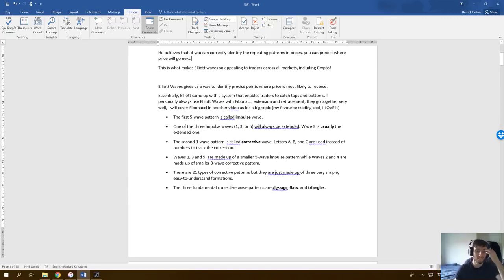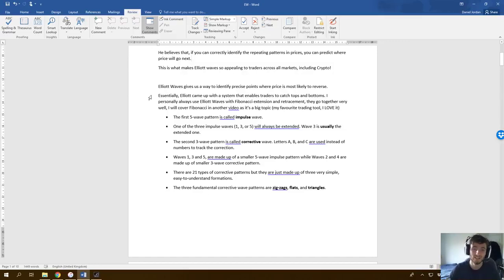It's a really great tool to understand and use, honestly. So Elliott Waves gives us a way to identify precise points where the price is likely to reverse. And I like to use this always with Fibonacci, and I will be having separate lessons on Fibonacci retracement and extension because that is my favorite tool, and really they work together so well.